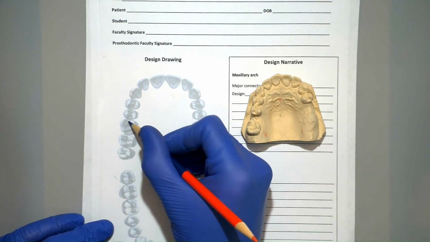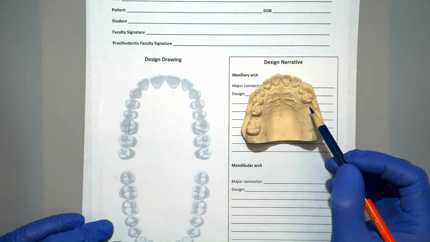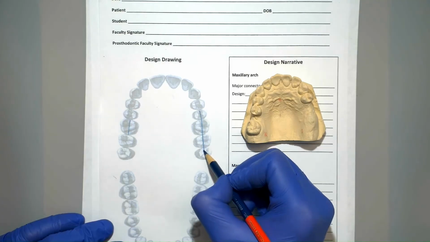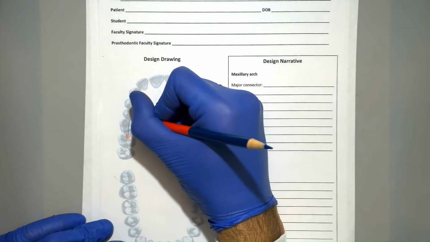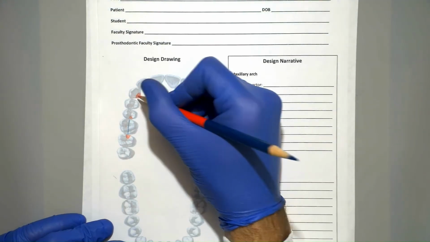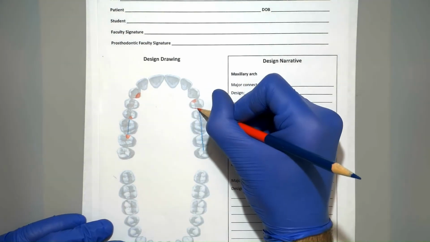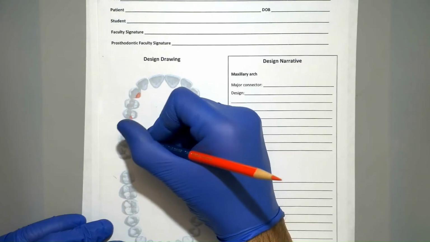I use the cast to identify which teeth are missing and mark them with a blue line going through the center of the missing teeth. I'll now use the red side of the pencil to draw all the different rest seats on all the teeth. I'll also add in my guide plane here in red.